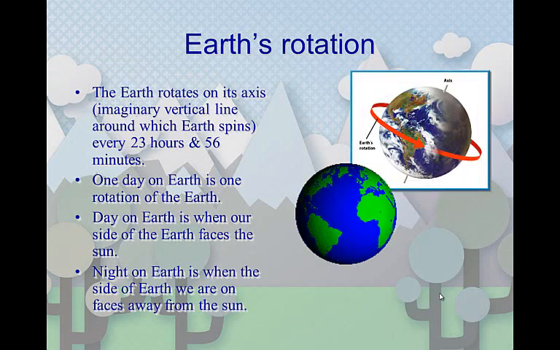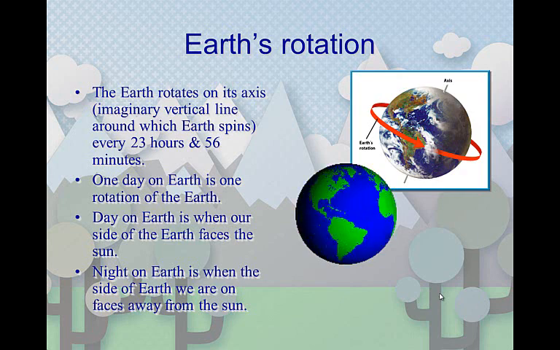Okay, well first off, let's talk about the Earth's rotation. The Earth rotates on its axis, which is an imaginary vertical line around which the Earth spins every 23 hours and 56 minutes. One day on Earth is one rotation of the Earth. So a day on Earth is when our side of the Earth faces the sun, and night on Earth is when our side of the Earth faces away from the sun.